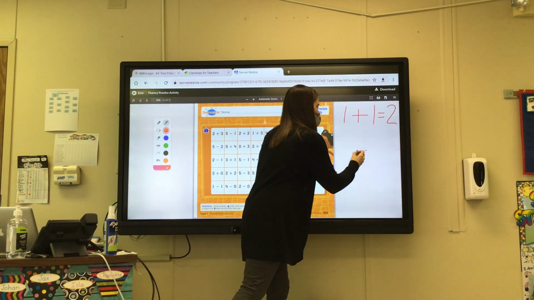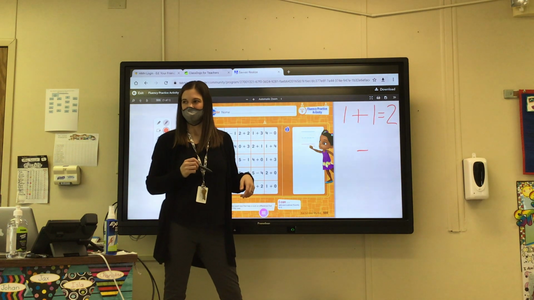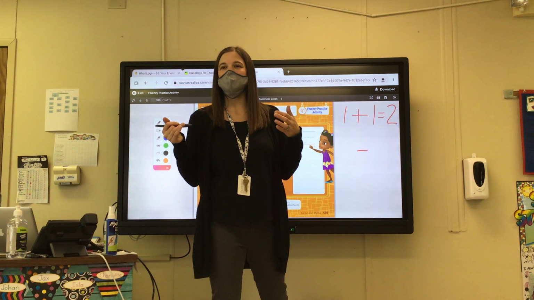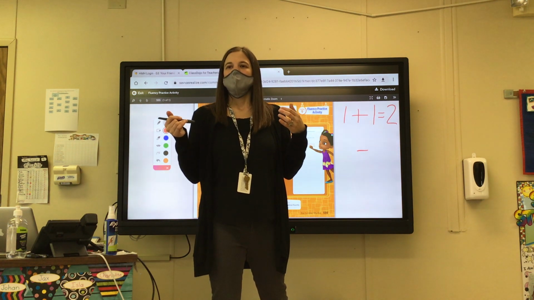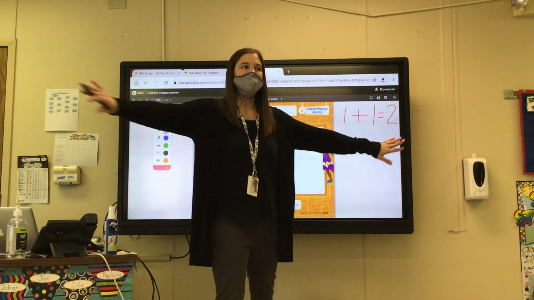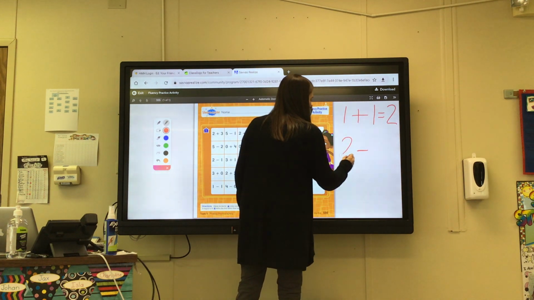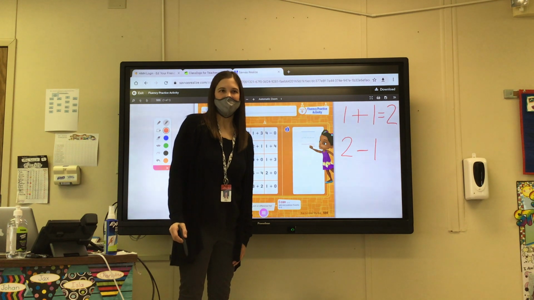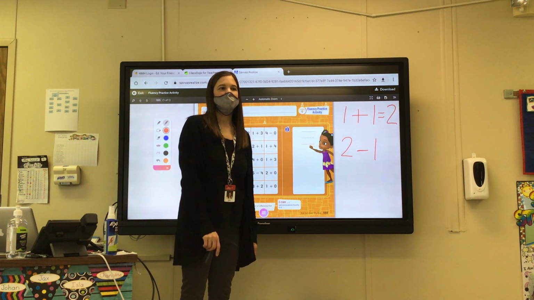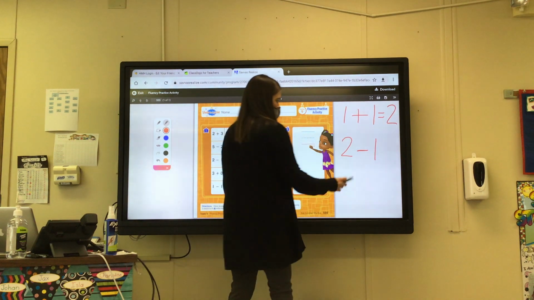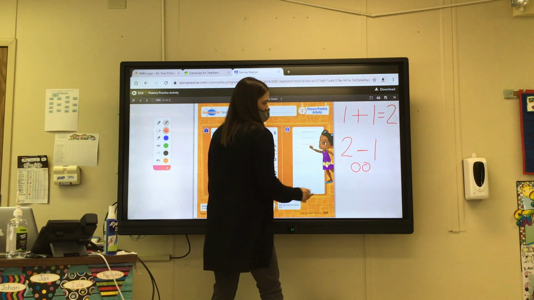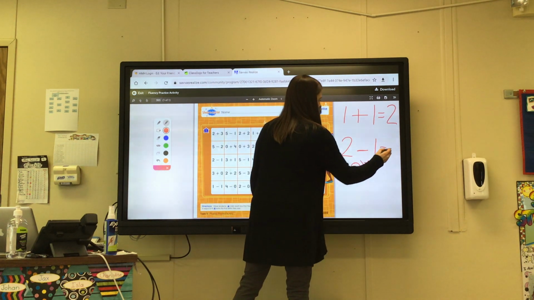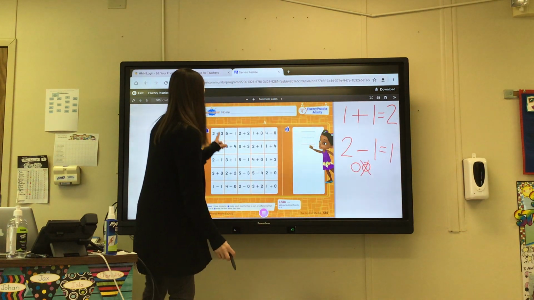What sign is this sign, Eastland? Minus sign. When I see a minus sign, Isla, what do I do? I subtract or I take away. So if I have 2 and I take away 1, how many do I have left? What is the difference, Johan? If I have 2 and I take away 1, how many do I have left? 1. Okay?